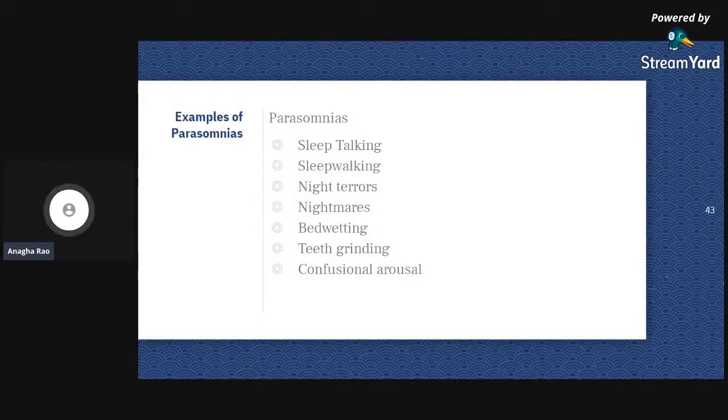Some examples of parasomnias include sleep talking, which is when we're talking during sleep, either having a conversation with ourselves or some other person. Sleepwalking, which is when we're walking while we're asleep, so we end up walking out of the room and doing things that we're unaware of. And we have sleep night terrors. Night terrors are caused by waking up terrified. They last from 30 seconds to 5 minutes, and can be characterized by screaming or crying for no reason at all.